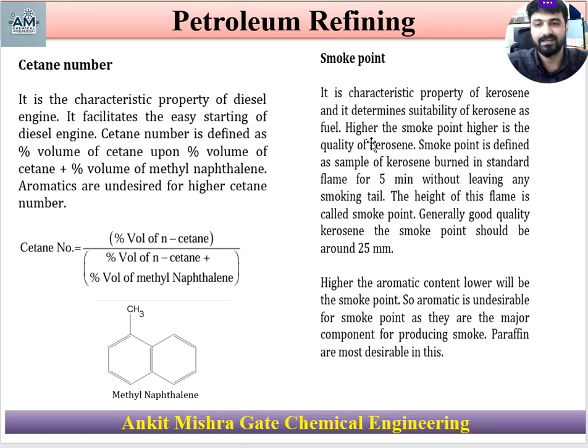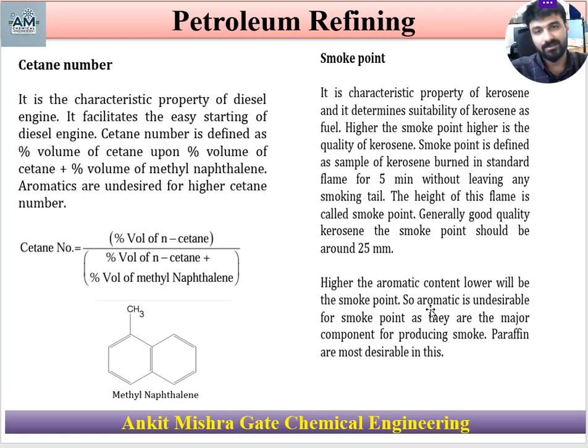So the smoke point is defined as the height of the flame at which a sample of kerosene burns in a standard flame for 5 minutes without leaving any smoking trail, right? So smoke should not be generated when you are burning the kerosene. If smoke is generated at the very start of the burning, then that kerosene is not good as a fuel. Good quality kerosene should have a smoke point of around 25 millimeters, right?